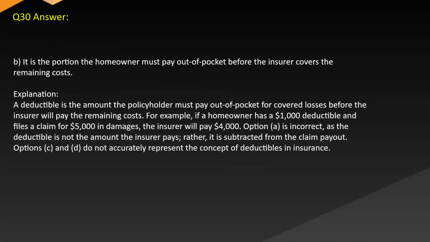Answer: B. It is the portion the homeowner must pay out of pocket before the insurer covers the remaining costs. Explanation: the deductible is the amount the policyholder must pay out of pocket for covered losses before the insurer will pay the remaining costs. For example, if a homeowner has a $1,000 deductible and files a claim for $5,000 in damages, the insurer will pay $4,000. Option A is incorrect, as the deductible is not the amount the insurer pays, rather it is subtracted from the claim payout. Options C and D do not accurately represent the concept of deductibles in insurance.